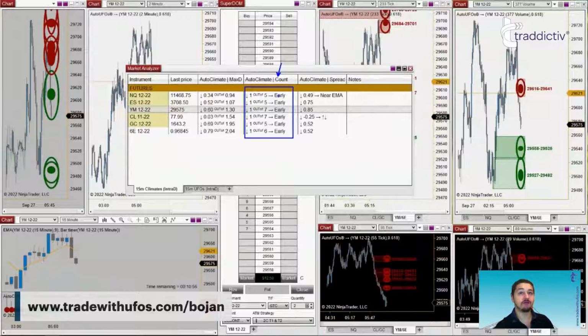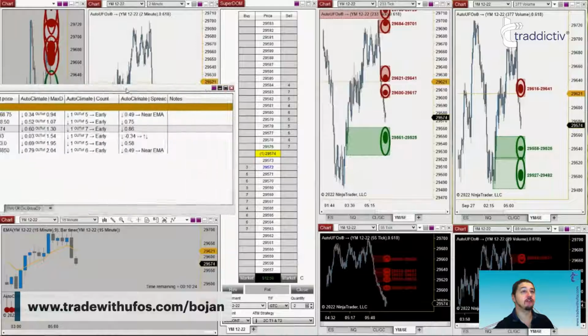They just switched over because, if you didn't catch it in the earlier few seconds here, the markets, as they were pulling up, just ended up pushing down fairly quickly, and just like that, we had an update on the climate 4 minutes ago. So it looks like we do have something that's near the EMA, which is NQ. So let's go ahead and take a look at NQ first.